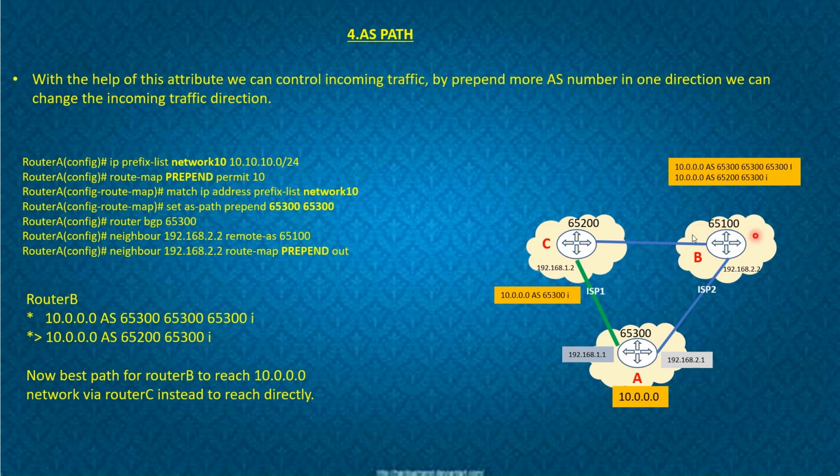So whenever router B receives the route, it will look something like this. For 10.10.10, you can see 65300 65300 65300, three times. Router B is seeing three hops away to reach 10, but it is getting the same route from 65300 as well, via 65200 and router C. So for router B to reach the 10 network, the path via router C becomes the best path. This is how we can manipulate our incoming traffic.